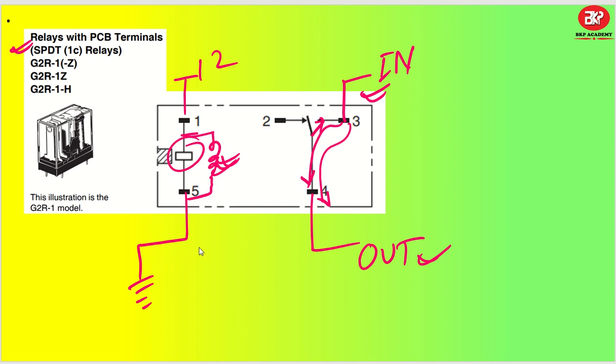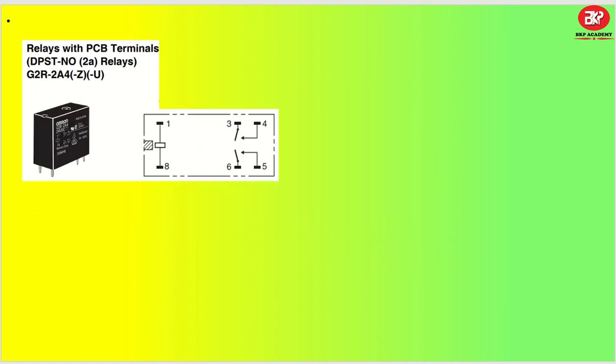Let us take one more last example to understand the throwing of the switches based on the excitement of the coils. All right. So let us take one more example. This is double pole single throw. Okay.